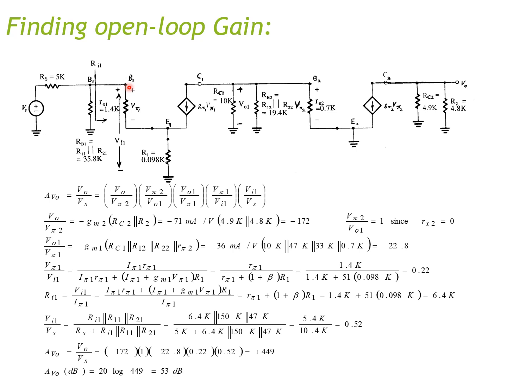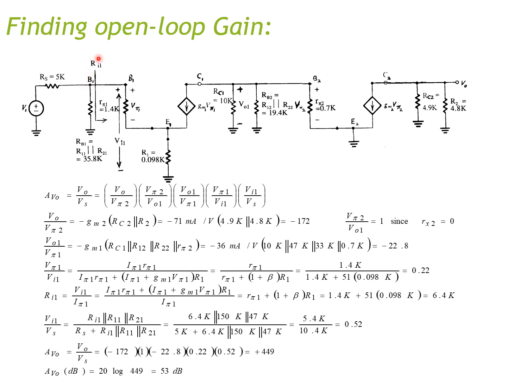So VPi1, which is the voltage from here to here, and VI1, which is the voltage at this point, are not equal. Why are they not equal? Because you have this loading effect in here. That's why they are not equal. So in order to find that, you just have to use the voltage divider rule. Do a little bit of analysis, then you can have the number to be 0.22.